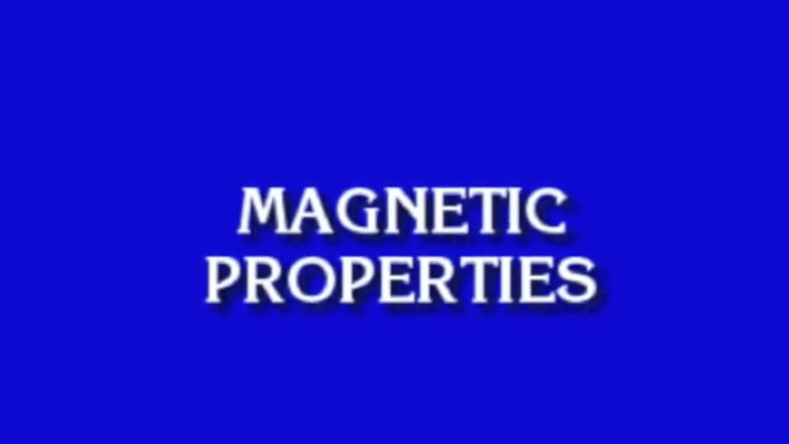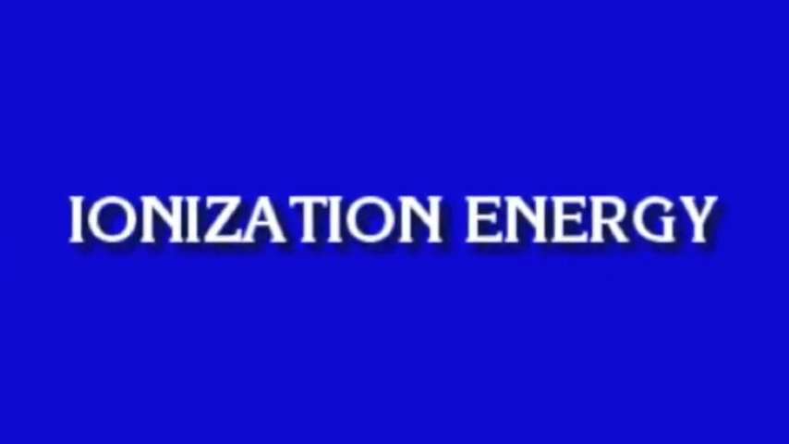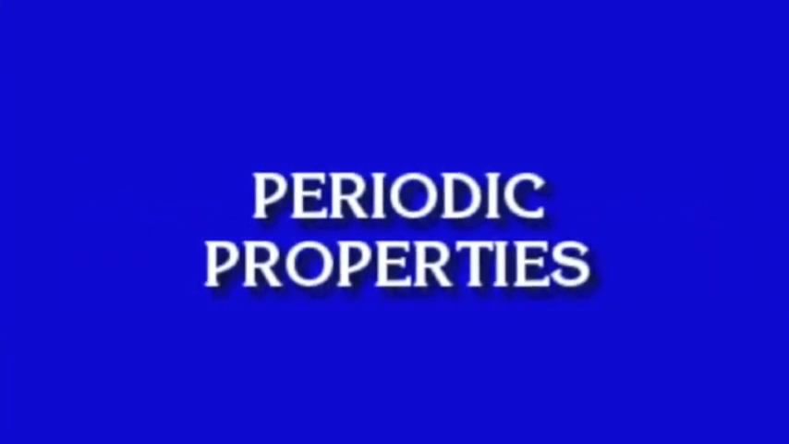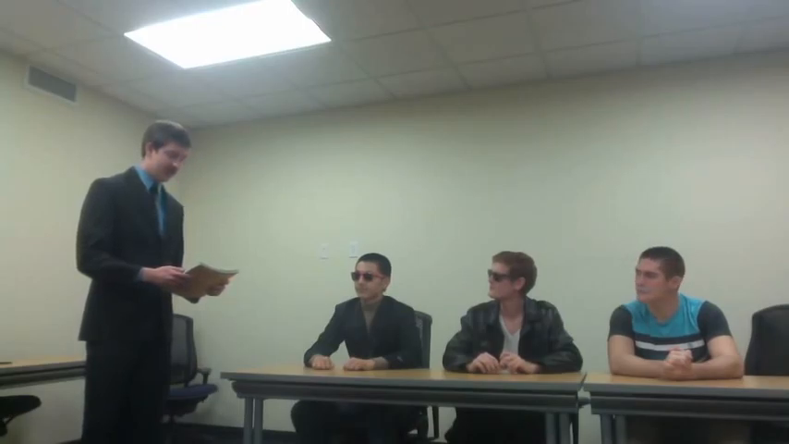Our categories tonight for Double Jeopardy are magnetic properties, atomic radius, potent potables, ionization energy, obese women in the 21st century, electron affinity, and periodic properties. All right, Mr. Jeong, you have the board. Please pick a category. I'll pick periodic properties. For how many points? For 400. All right. Please explain the acidic, basic, and amphoteric nature of the third period elements.